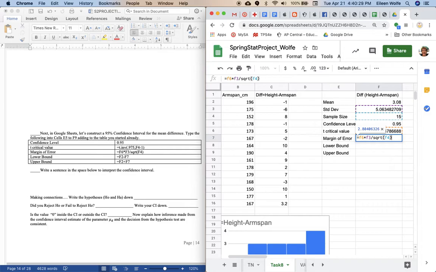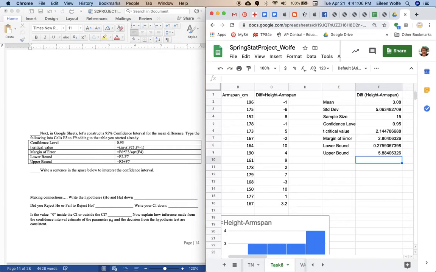Perfect. All right. And then for the lower bound, I need to go back to my mean and subtract the margin of error, and back to my mean and add the margin of error for the upper bound. So if I go back to the mean, it would be equals F2 minus the number I just got in F7, and then equals F2 plus F7. All right, so I got a lower and an upper bound of 0.27 and 5.88, for which I can now write a sentence to interpret my confidence interval for the mean difference.